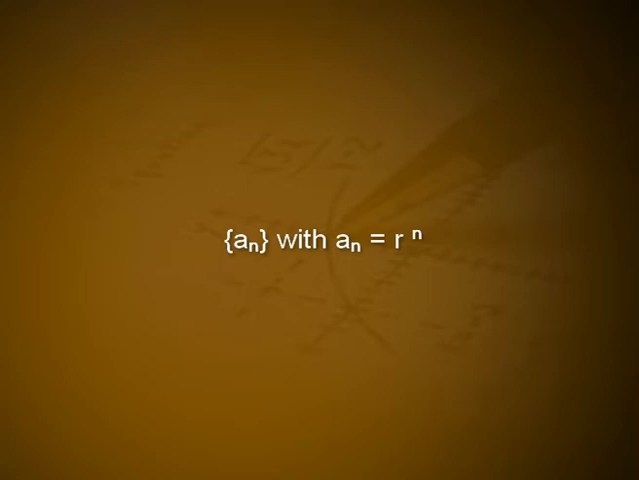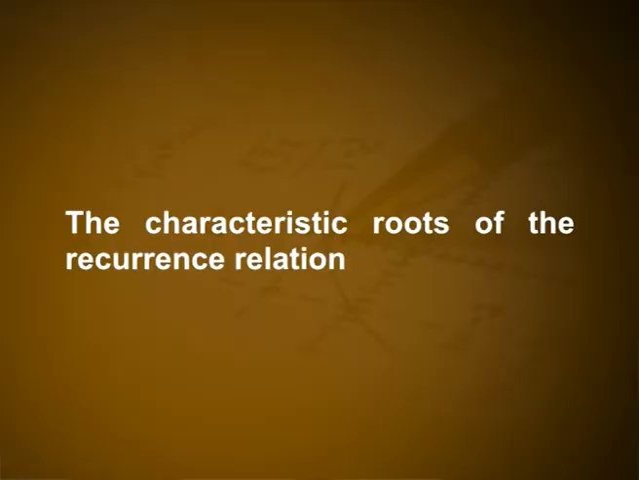Consequently, the sequence An is equal to r raised to n is a solution if and only if r is a solution of this last equation, which is called the characteristic equation of the recurrence relation. The solutions of this equation are called the characteristic roots of the recurrence relation. As we will see, these characteristic roots can be used to give an explicit formula for all the solutions of the recurrence relation.